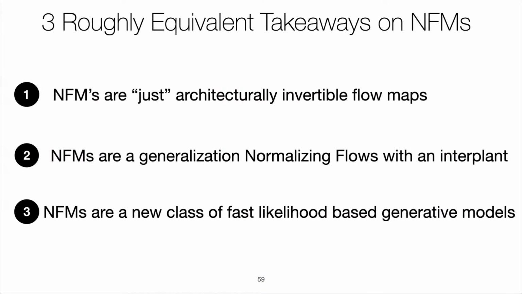And I guess there are three roughly equivalent takeaways here. One is that NFMs can be thought of as just invertible flow maps where you architecturally invert them. You can think of them as a generalization of a normalizing flow in the traditional sense. Or you can think of this as a new class of generative models that gives you exact likelihood. All three of them are roughly equivalent depending on your use case. So with that, I'll conclude.